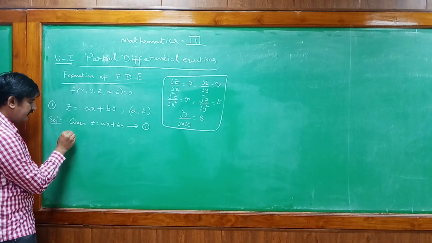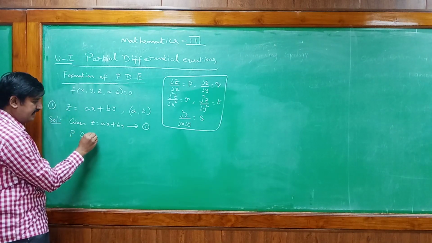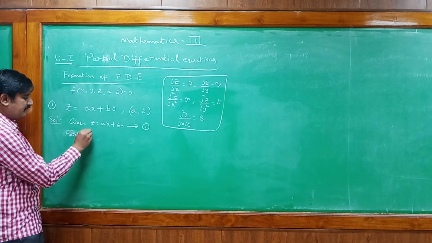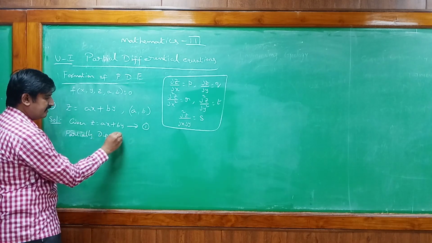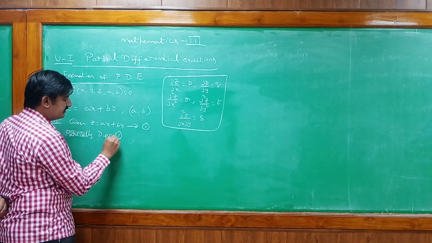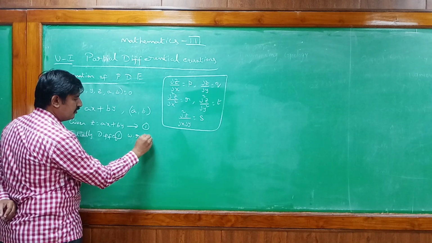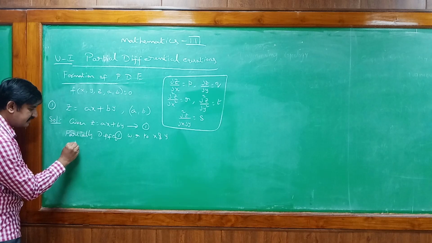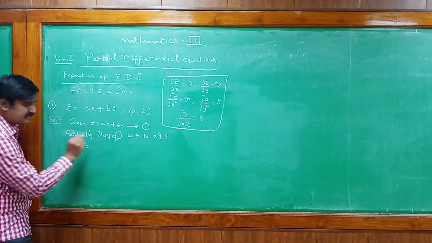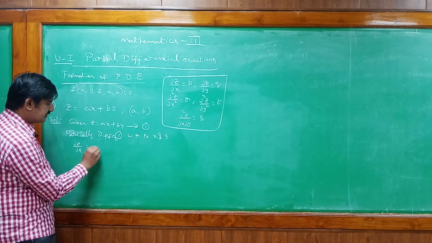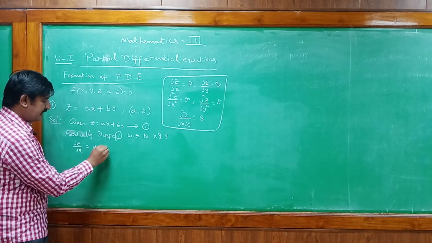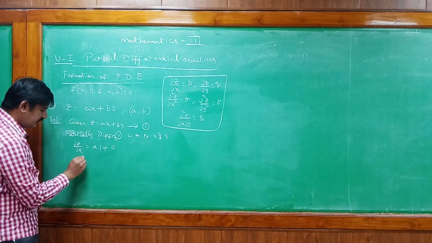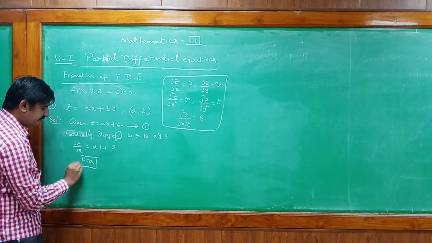So what I am doing here: partially differentiate equation 1 with respect to x and y. So what do I get here? Dou z by dou x is equal to, here a is constant as it is, x is 1, plus there is no x here, 0. So dou z by dou x, as I told already, is p. So p is equal to a, right?